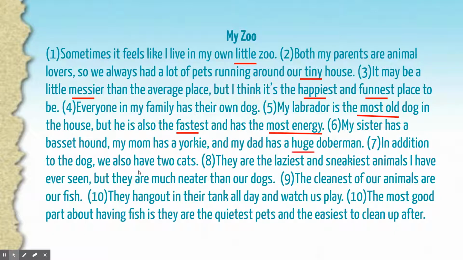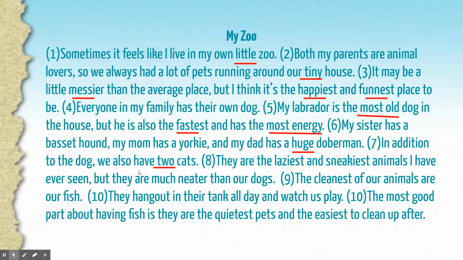Sentence number 6. My sister has a basset hound, my mom has a Yorkie, and my dad has a huge Doberman. What is the adjective in this sentence? You should have said huge. It's describing his dad's dog, the Doberman. In addition to the dog, we also have 2 cats. What's the adjective in this one? You should have said 2. Remember, adjectives can describe something by naming how many.